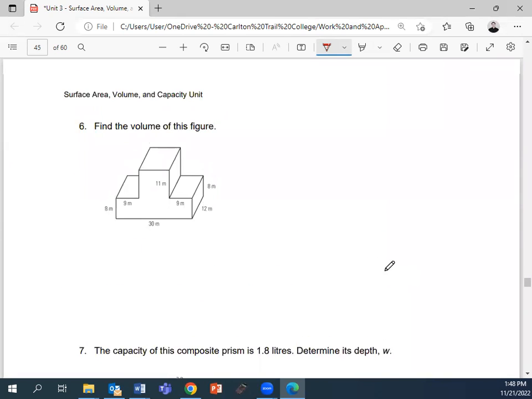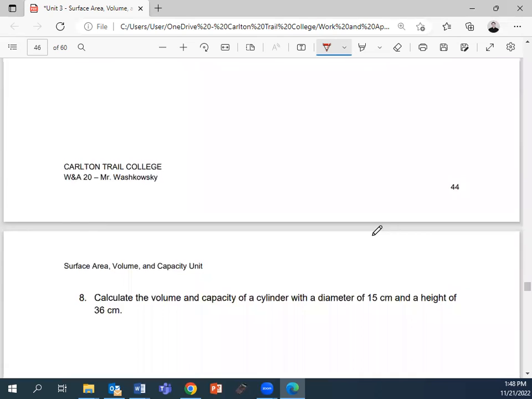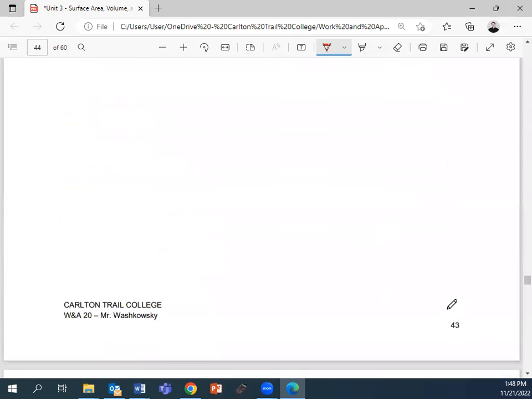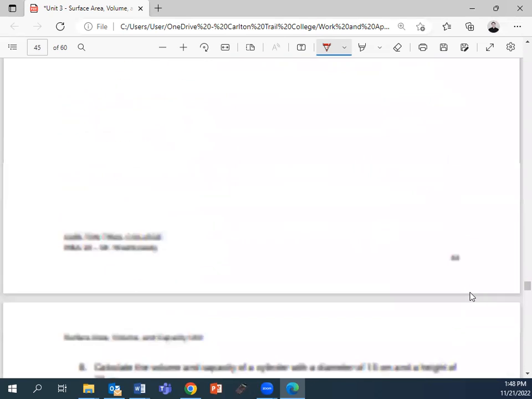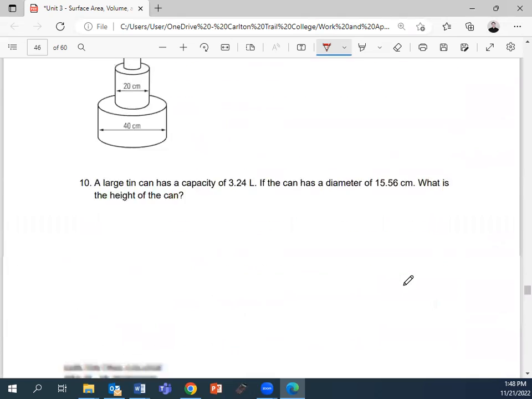So what I want you to do now is keep carrying on through here. You can ignore page 43. Don't worry about that one. You can just keep on working here from page 44 onwards.